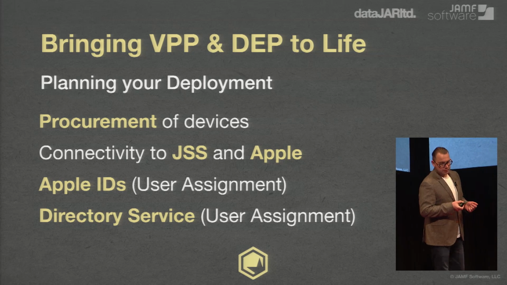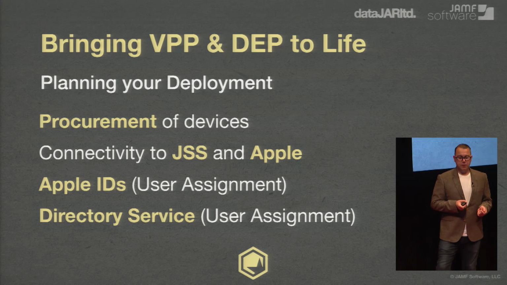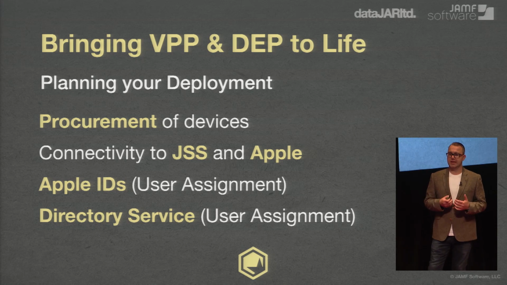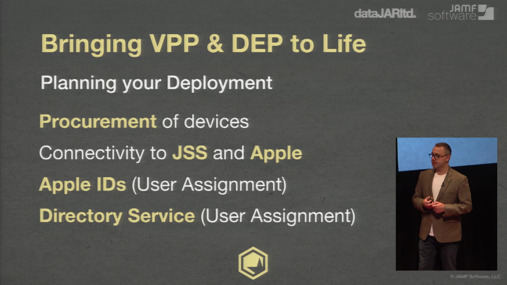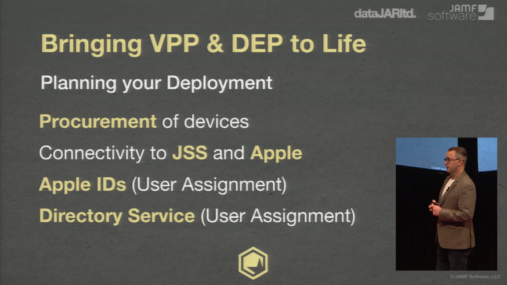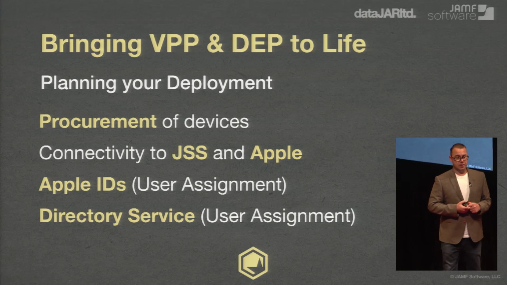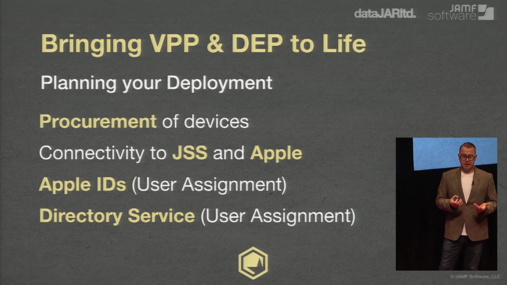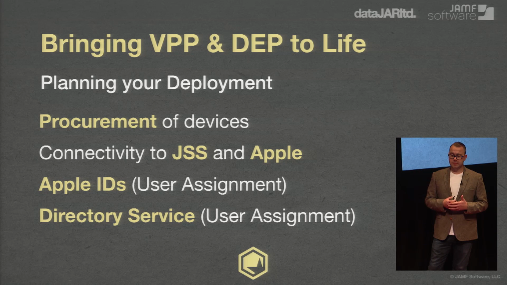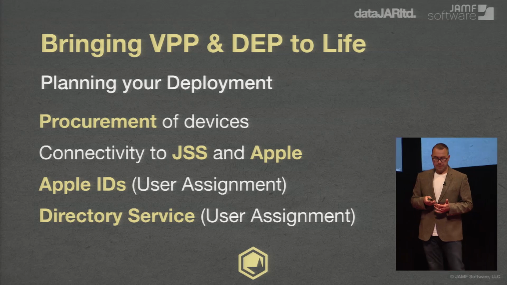Apple IDs as well. If you're looking to associate applications to users, you're going to need an Apple ID on that device. And a directory service, I would personally say, is a must. It's one of the first things we do when we deploy a JSS. We put a directory service in place to make sure we can actually stay sane and associate apps to users.